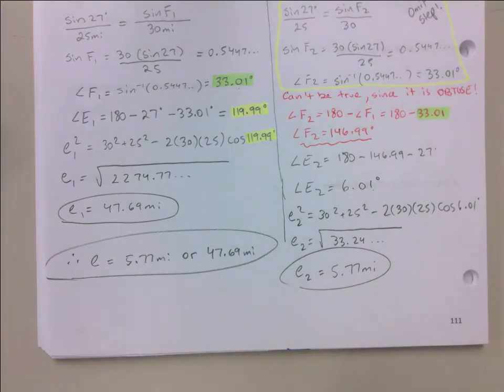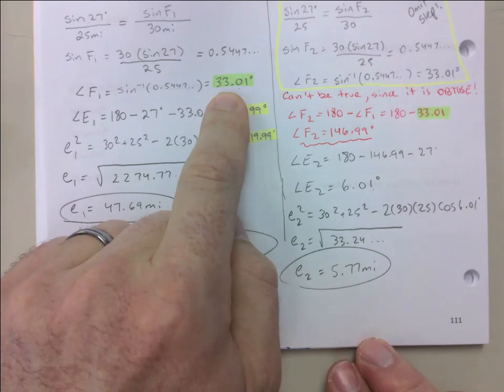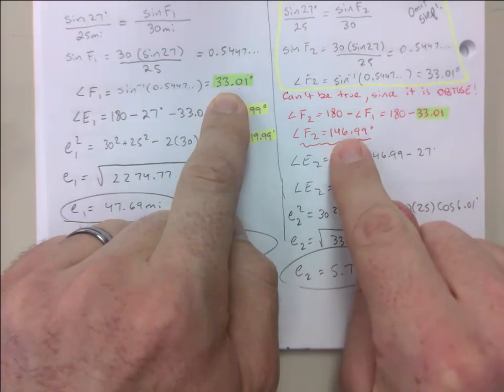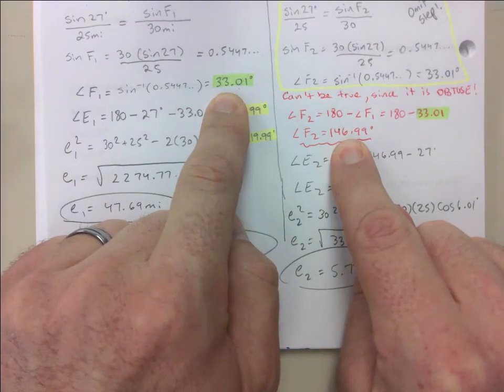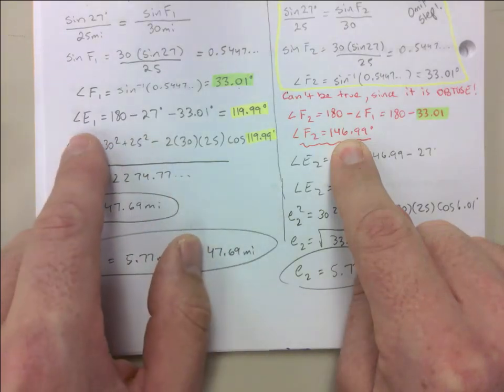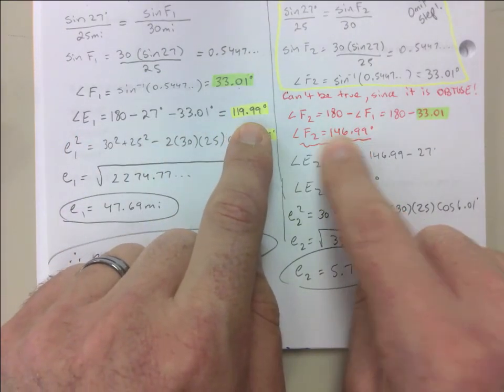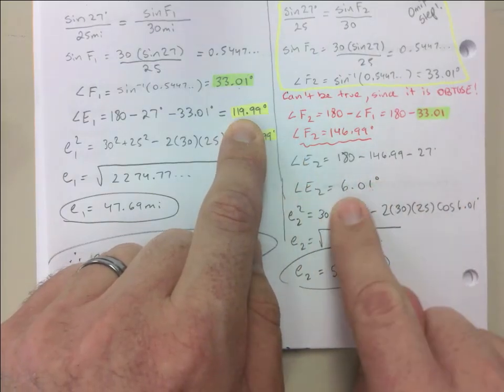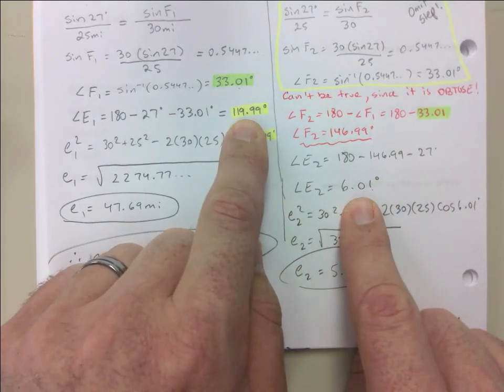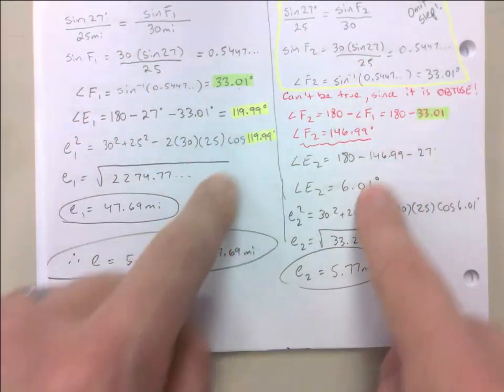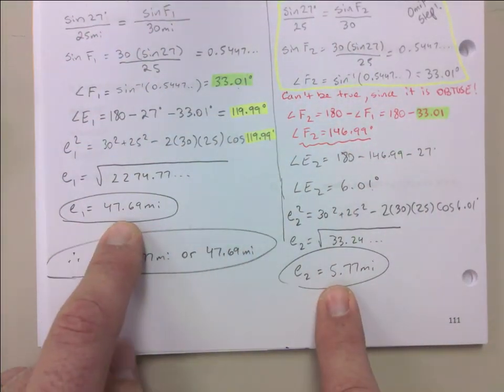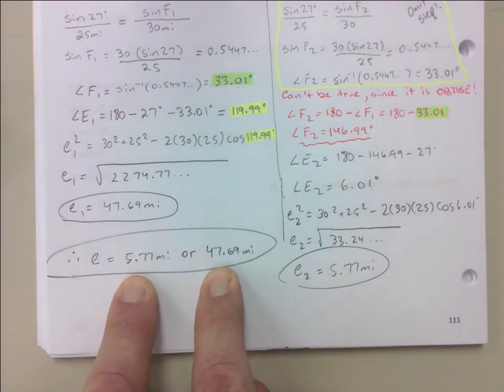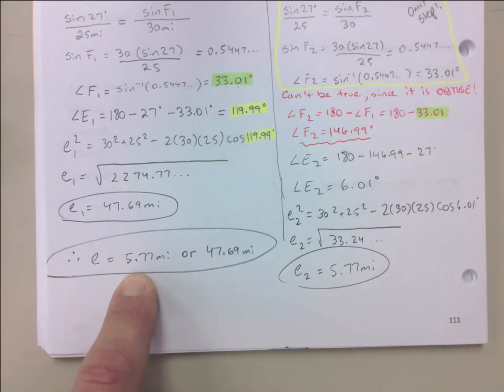Question, what could angle F be, if it asked you for angle F only? What would your answer be? 33.01 or 146.99? If it asks you for angle E, let's say, angle E could be 119.99 or it could be 6.01. But it made me go through the whole thing to actually figure out side E, right? So that's what I end up answering with.